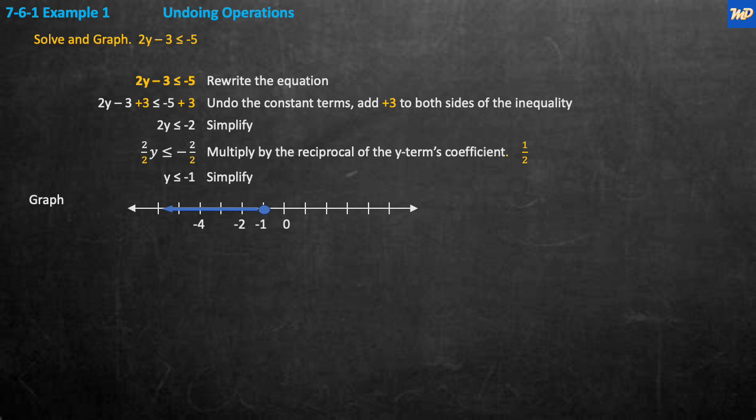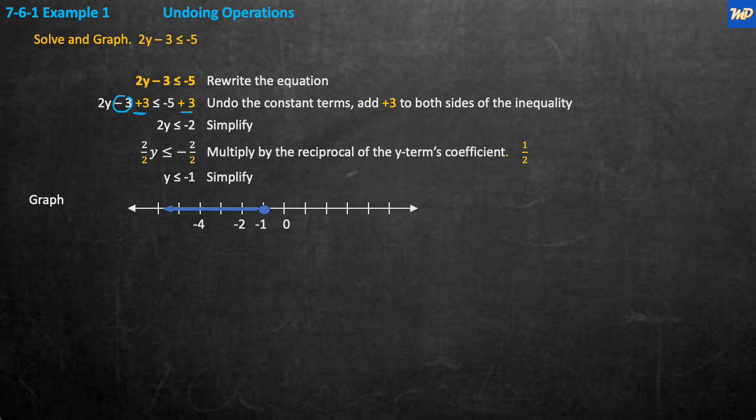The first thing we need to do is to undo addition and subtraction. We're going to do that right here by adding a plus 3 to get rid of this minus 3. And we're going to add a plus 3 to the right-hand side. When we do that and simplify, we're left with 2y is less than or equal to minus 2, because the minus 5 plus 3 is minus 2.